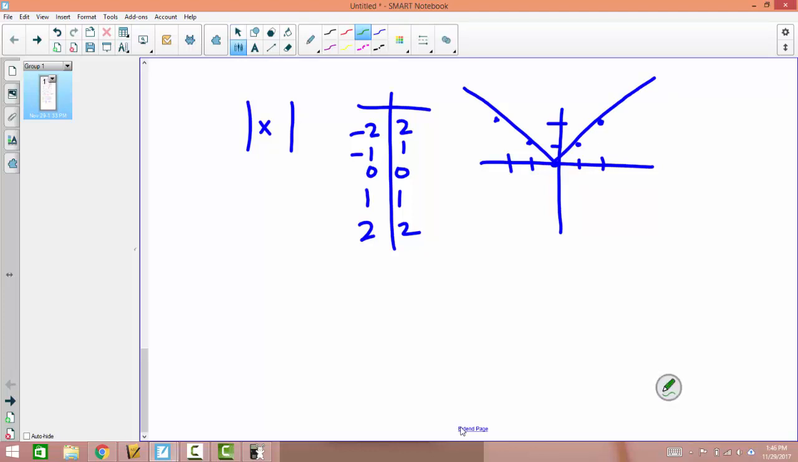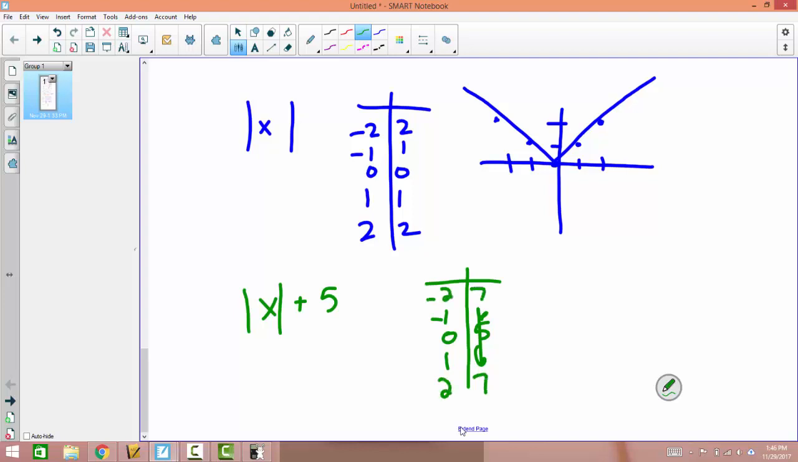So if you have something like the absolute value of x plus 5 on the outside, well, this one, if you plug 0 in for x, you will get 5. 1 and negative 1 will still give you the same answer, and that's both 6. 2 and negative 2 will give you the same answer of 7. So this graph is shifted up 5, still the perfect V. Up 5 is that shift.